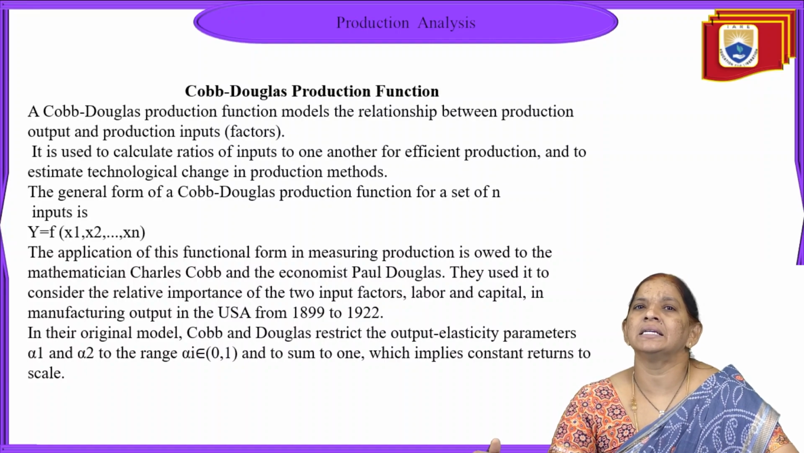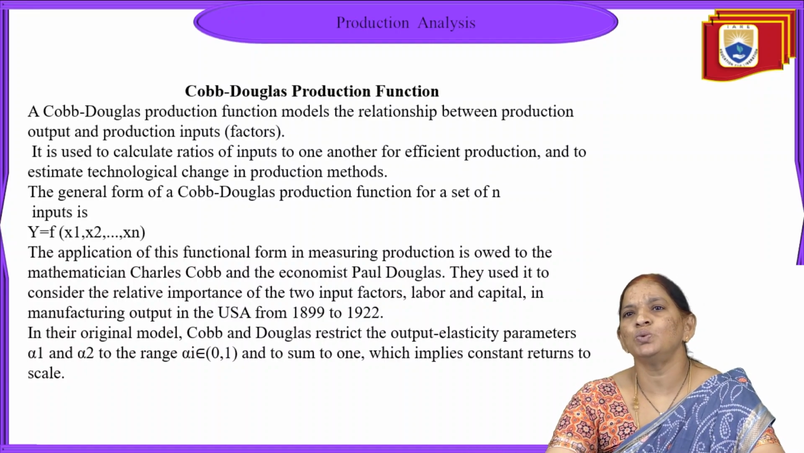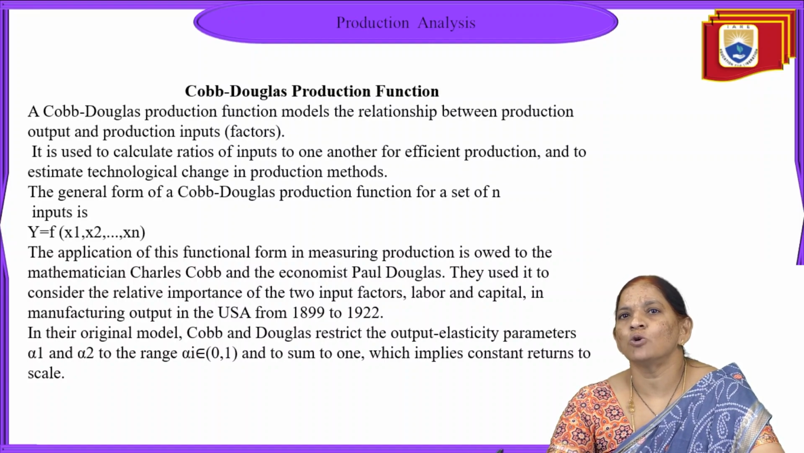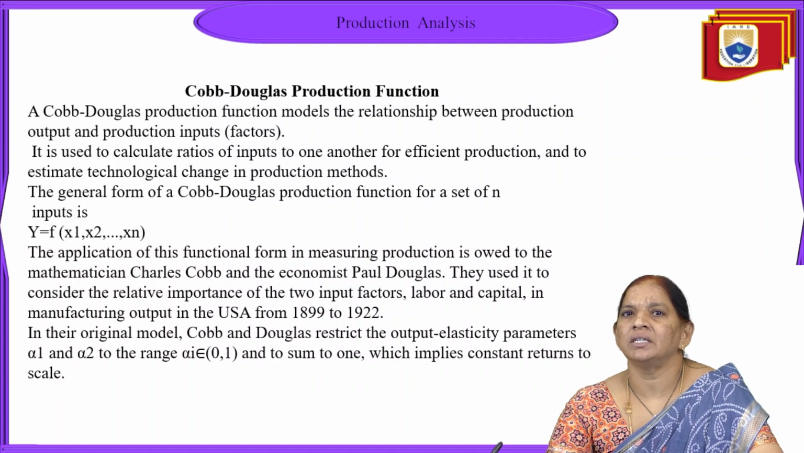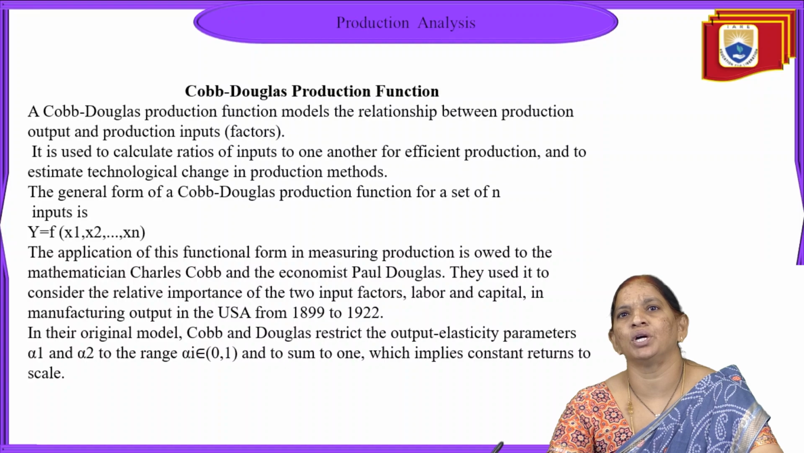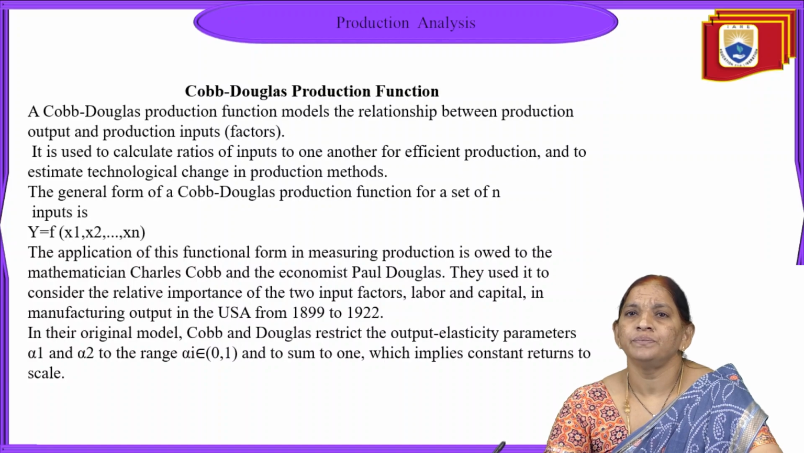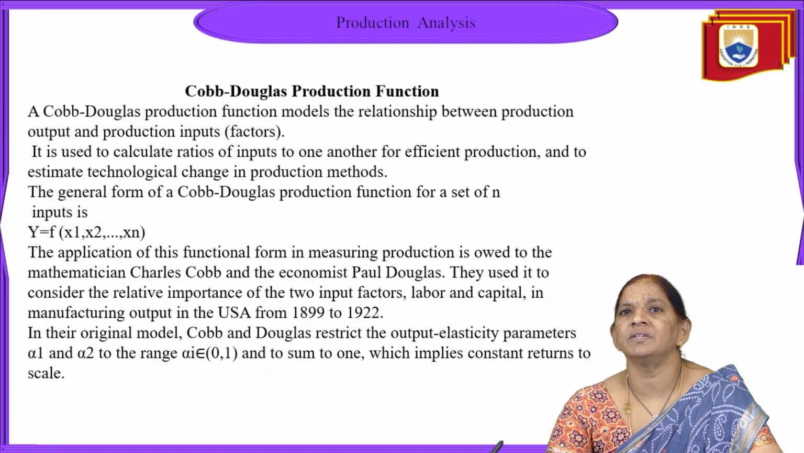So with that, he has given a production function which we can say is a short run production function also. This Cobb-Douglas function is for estimating or calculating the ratio of inputs to one another for efficient production and to estimate the technological change in the production methods. Means this production function was given in order to calculate the ratio of inputs to get an efficient or desired production, given the estimated technological changes.